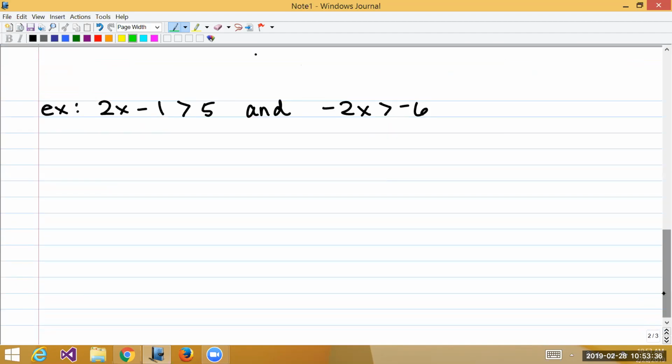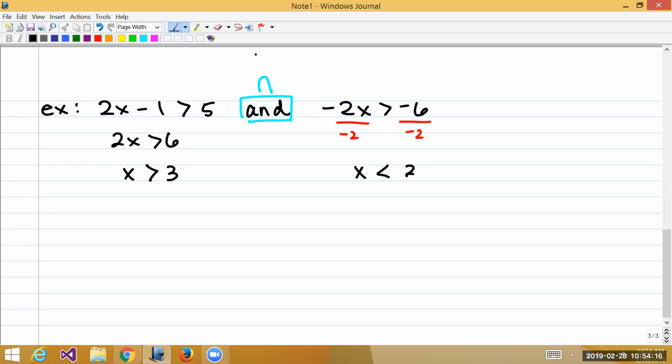Okay, let's try this one. So now in this one, notice our keyword is "and," which is an intersection. So now we can shade each one of these once we solve them, and we will find the overlap. So let's go ahead and do this one. We will add 1 to both sides. That gives us 2x is greater than 6. x is greater than 3. And in this one, we'll divide by -2 on both sides. Notice here we are dividing by a negative on both sides, so the sign will flip. We have x is less than 3.